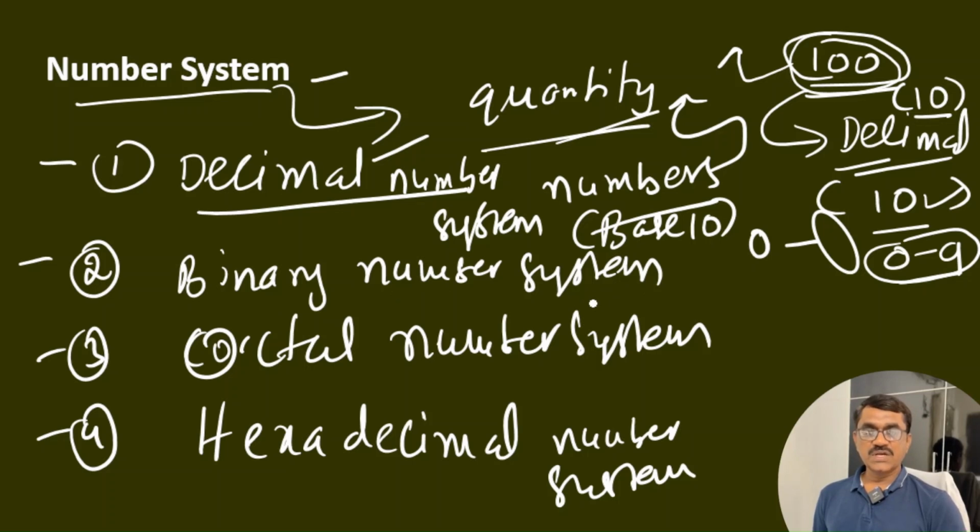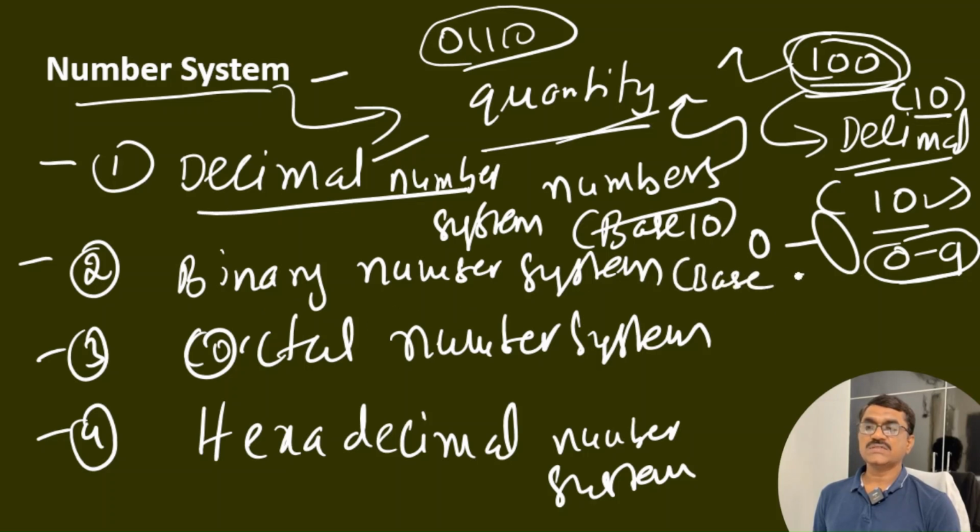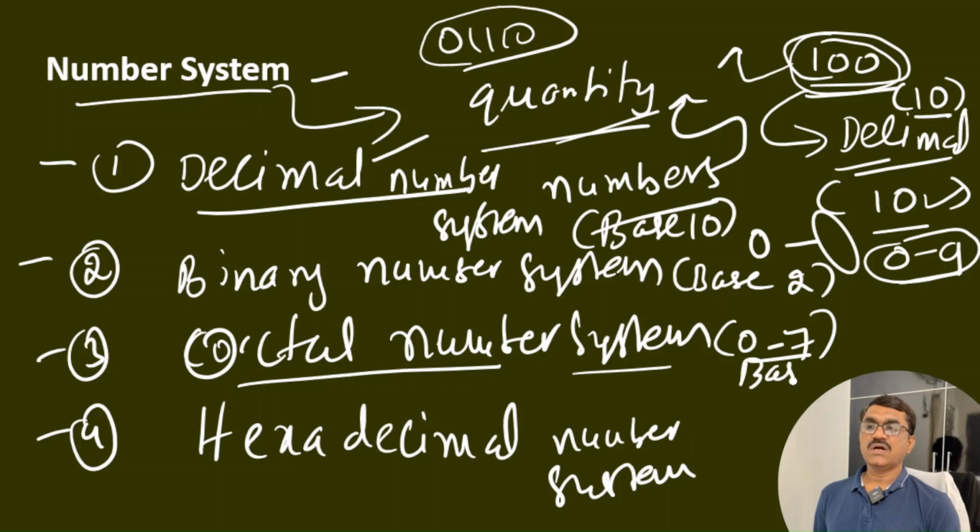When we talk about the binary number system, mainly we are talking about zeros and ones. How many numbers are there in this? Mainly we are using only 0 or 1. That's why the base for the binary number system is 2. We write it as base 2. For the octal number system, octal means 8. For the octal number system, we are going to use the values from 0 to 7. Total 0 to 7. That's why the octal number system has the base 8.